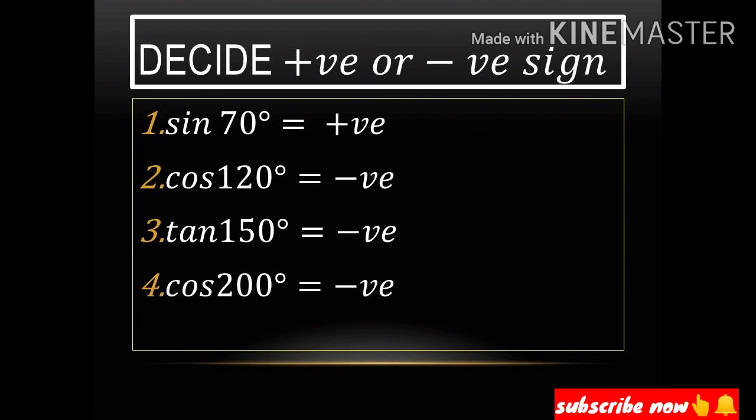Sine 70 lies in the first quadrant, so it will be positive. Cos 120 will lie in the second quadrant. In the second quadrant, only sine is positive and all the remaining values are negative. So cos 120 will be negative. Tan 150 will lie in the second quadrant, and in the second quadrant only sine is positive and all the remaining values are negative. Cos 200 will lie in the third quadrant, and the third quadrant has only one positive value in it, which is tangent.